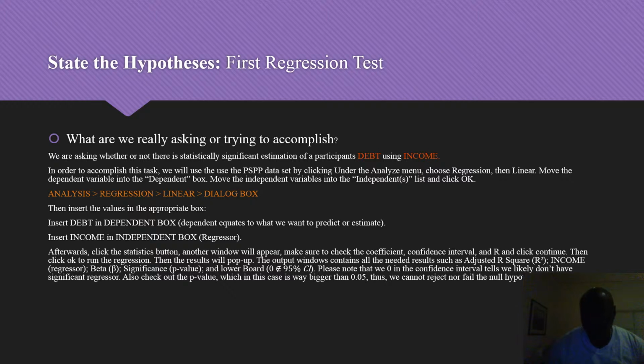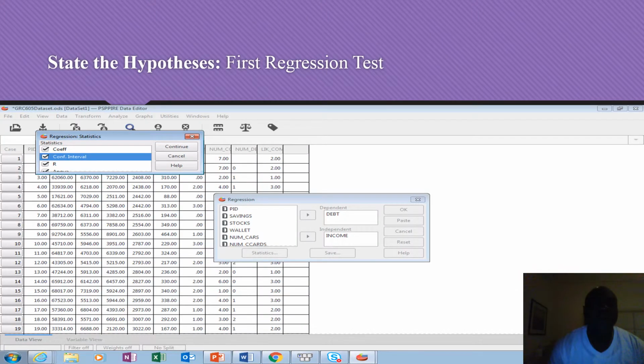Please note that in the confidence interval test, we likely don't have the regressor. Also check out the p-value, which in this case is bigger than 0.05. Thus, we cannot reject the null hypothesis. So this is just a demonstration of how we arrived with the data we're going to be using.